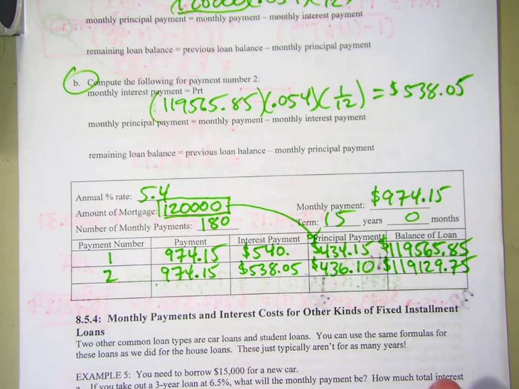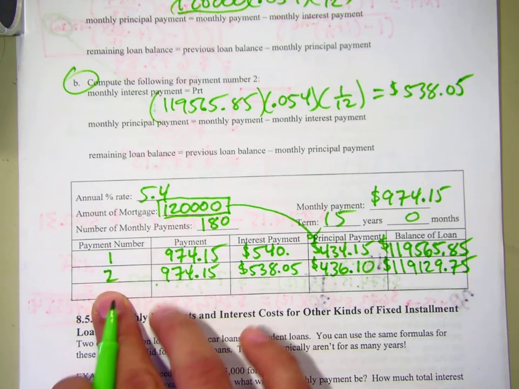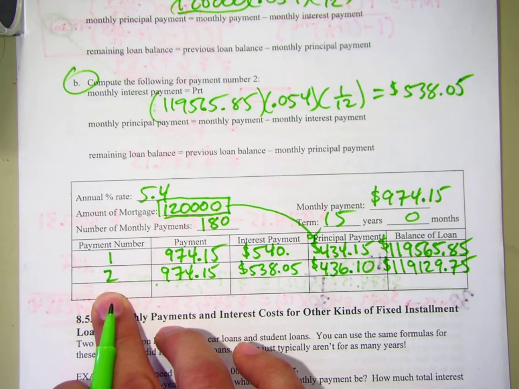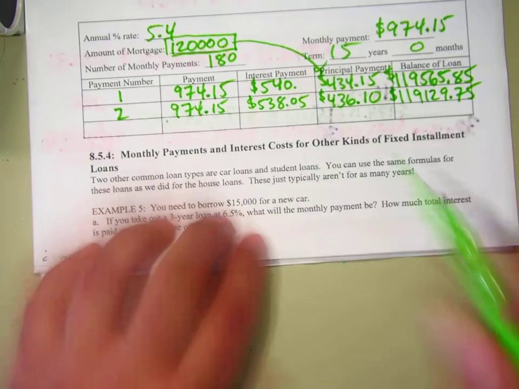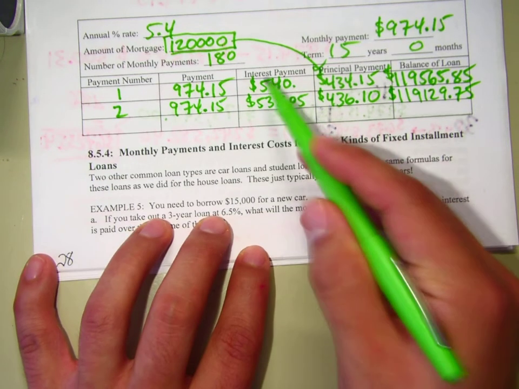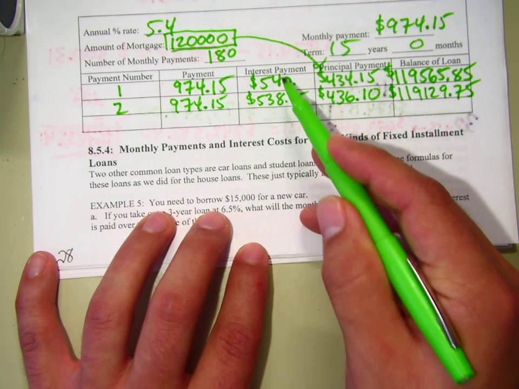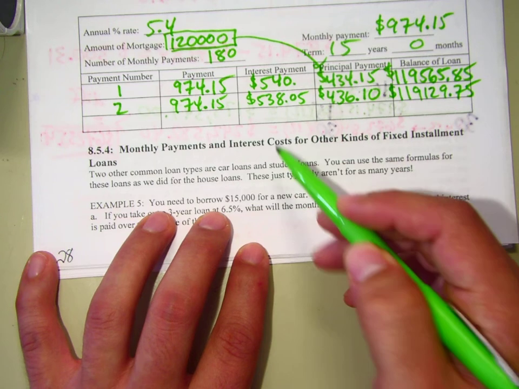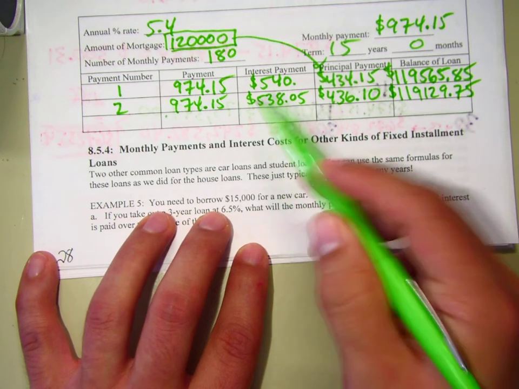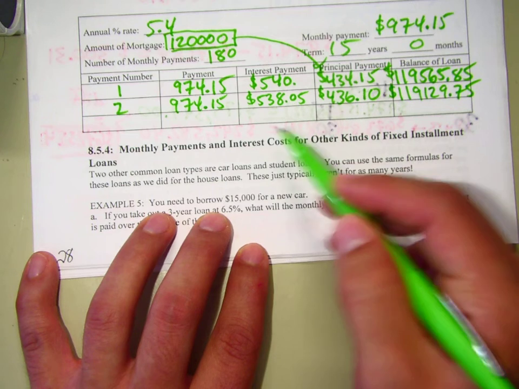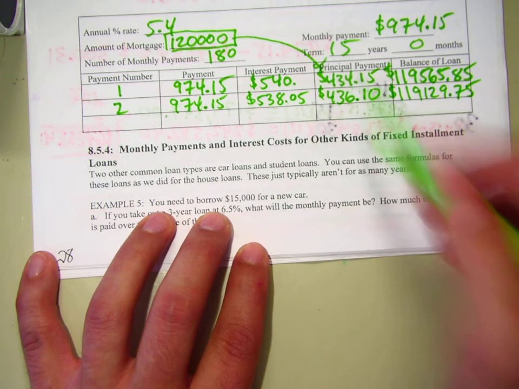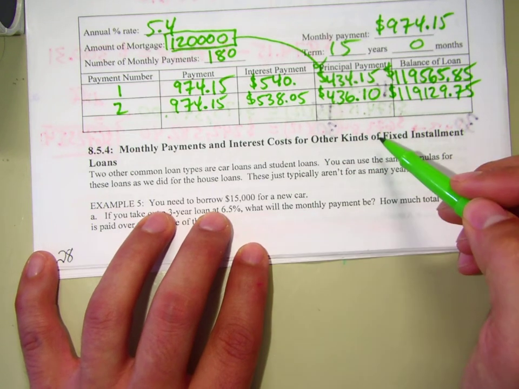I don't. Do I have to do payment number 3, or do we see what's going on here? Okay. So over the course of the loan, what's happening to the amount of payment that goes towards interest? It decreases a little bit. So by the time we get to payment number 180, we're probably going to be near $0 for interest and paying mostly principal at that point. Does that make sense? Okay.